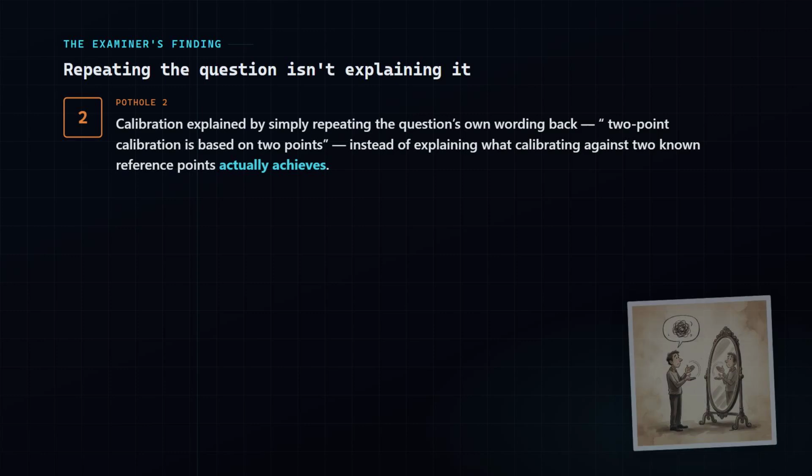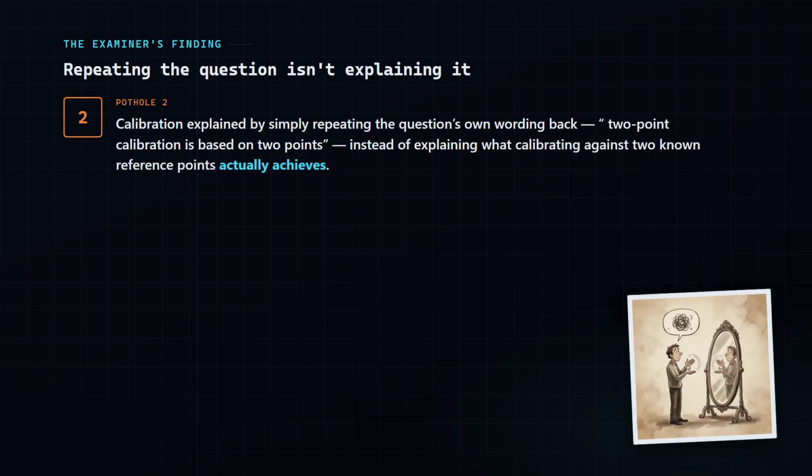Here's the second: calibration explained by simply repeating the question's own wording back. 2-point calibration is based on 2 points, instead of actually explaining what calibrating against 2 known reference points achieves.